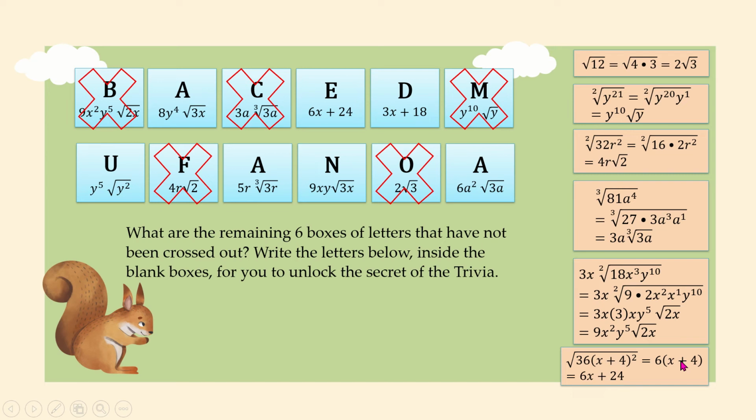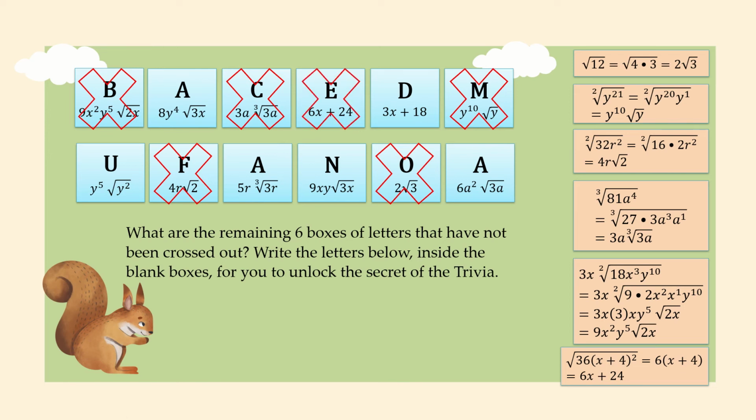Put it in parentheses to signify multiplication. So, 6 times x, 6x, 6 times 4, 24. So, the answer is 6x plus 24. So, where can we locate that in the blue boxes? Letter E. So, letter E is crossed out.